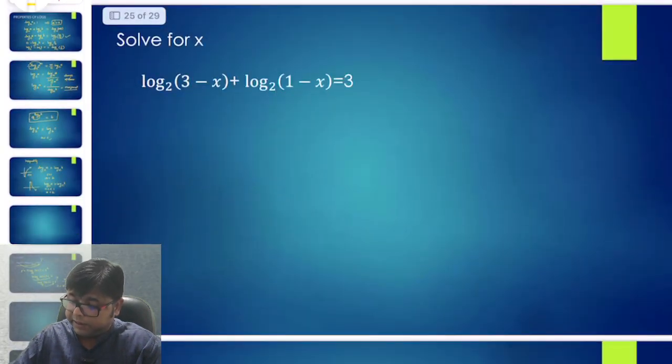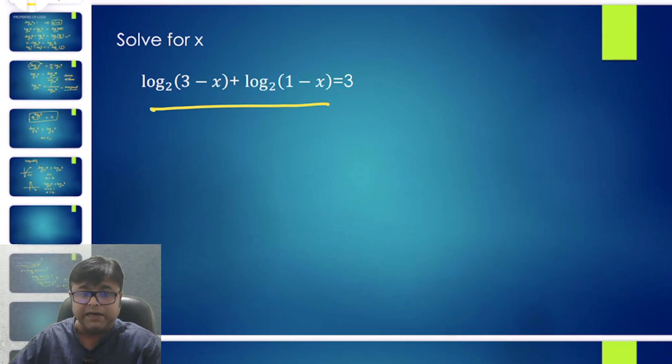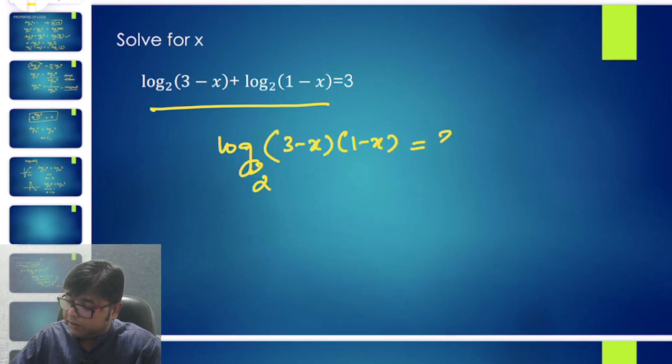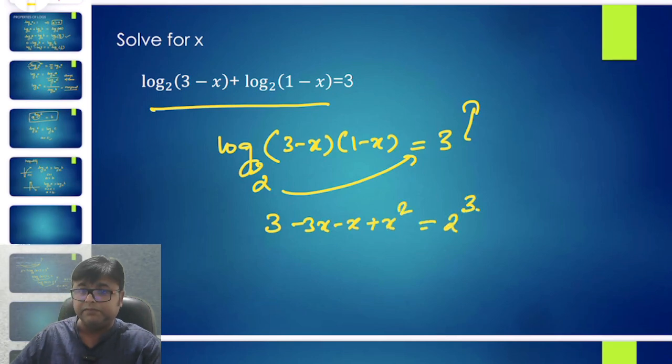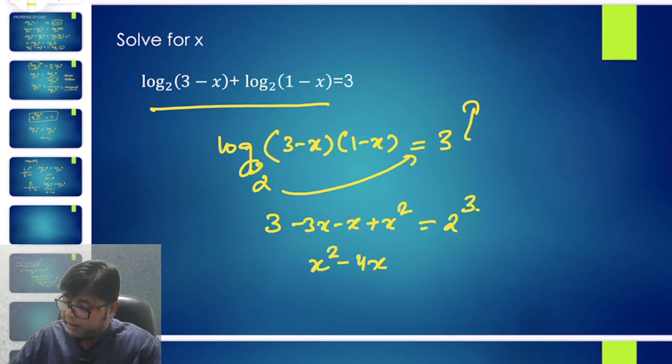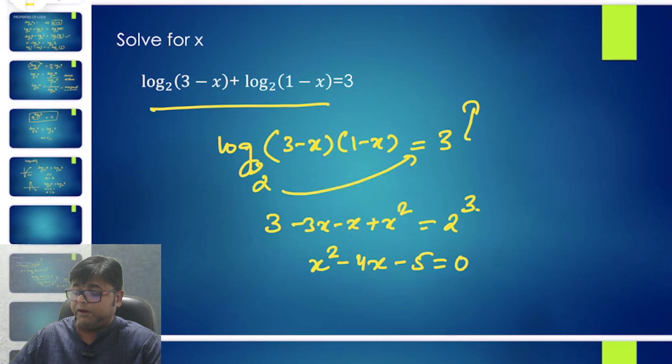Right, now there comes the next question. Now this is log a plus log b, to which I can apply the property log a into b. So log base 2 of (3 minus x) into (1 minus x) is equal to 3. Now if I change it to the exponential form, I will get 3 minus 3x minus x plus x square is equal to 2 to the power 3. Now I'll get x square minus 4x and 3 minus 8, which is minus 5, equal to 0. Now this will give me the two values of x. One of them is 5 and the other is minus 1.